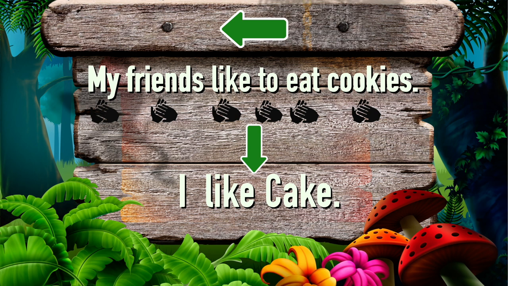The bottom sentence says, I like cake. How many times did you clap? 3 times. So that means it has 3 words. Remember, Ollie wants me to go the way that has 3 words. Which sentence had 3 words? Yes, the bottom one. Ollie's telling me to go down.